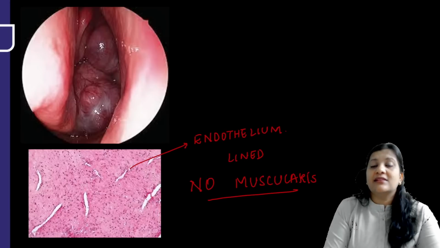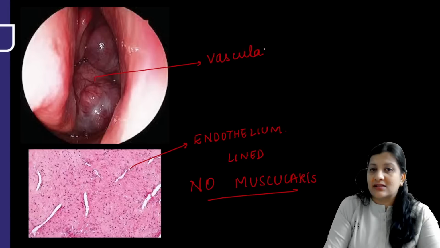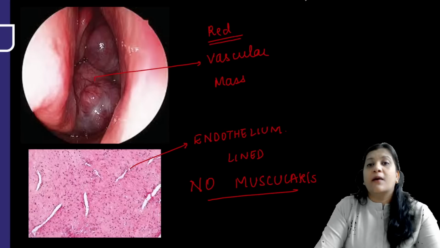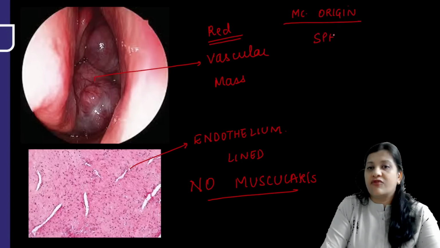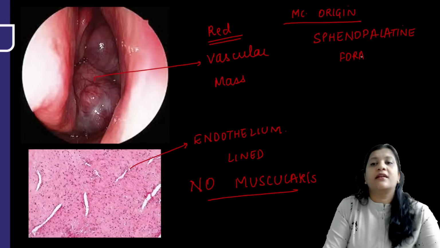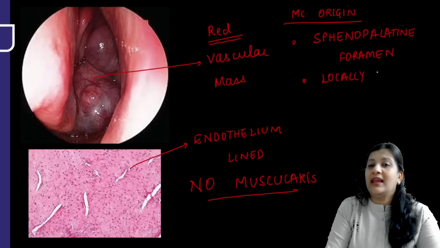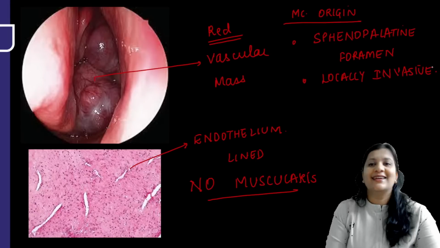Now, if you see this tumor on endoscopic view, you would see that it is a vascular mass. It is a red vascular mass present in the nasopharynx. The most common site of origin of this tumor is the sphenopalatine foramen. Okay, and this tumor is known for local spread. So it is a locally invasive tumor. Most common site of origin is the sphenopalatine foramen, and it's a locally invasive tumor.